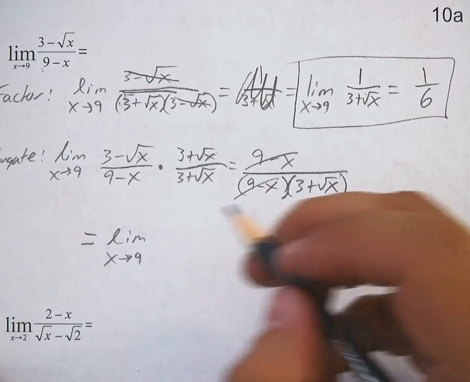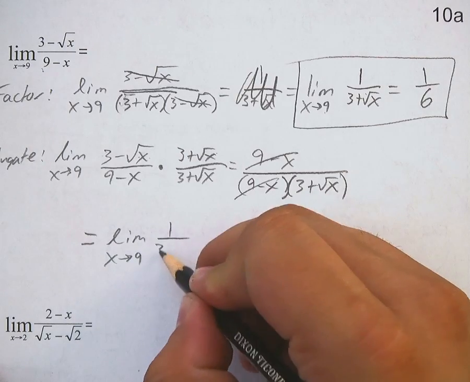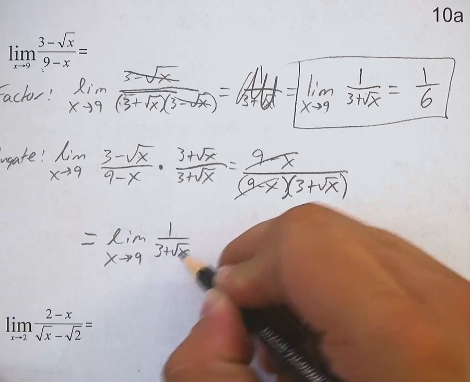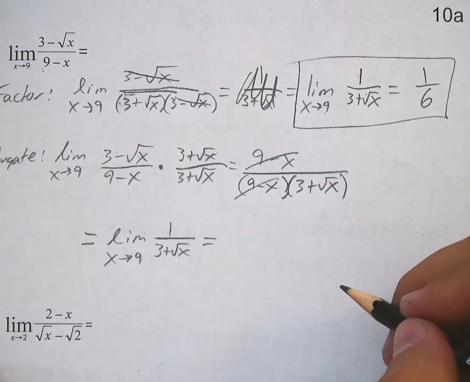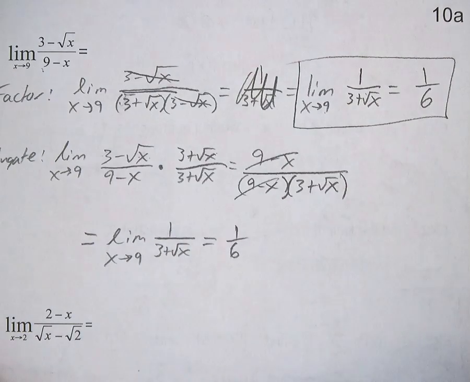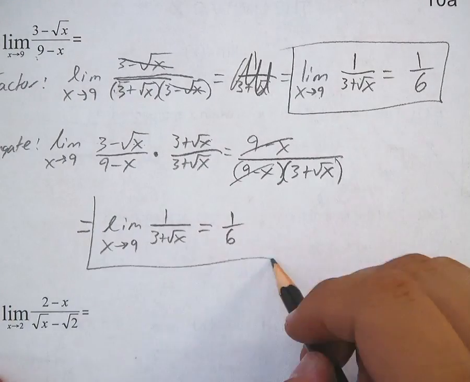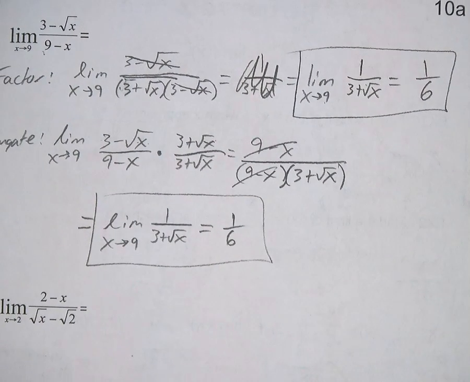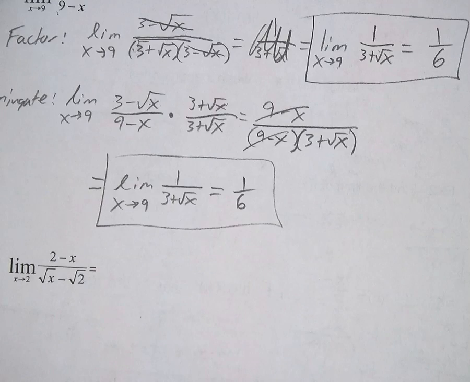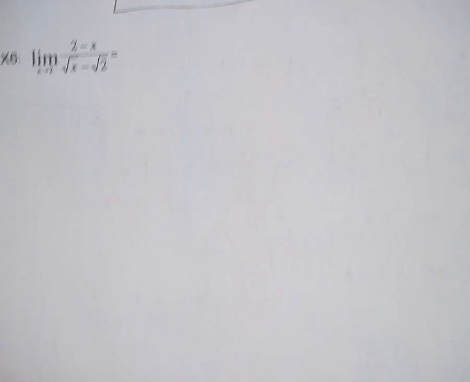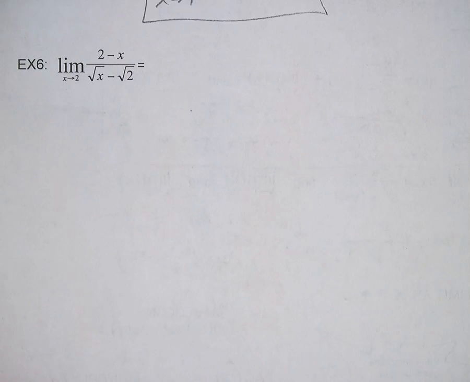9, 1 over 3 plus the square root of x is going to be equal to 1 over 6. So either way you go, it comes up with the same thing. You're going to end up with the same values. Let's knock this last one out really quickly, and then we'll talk about this more in class later.